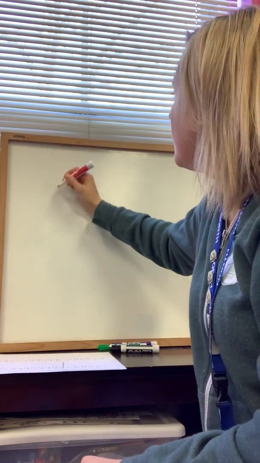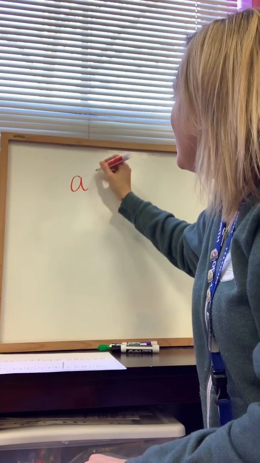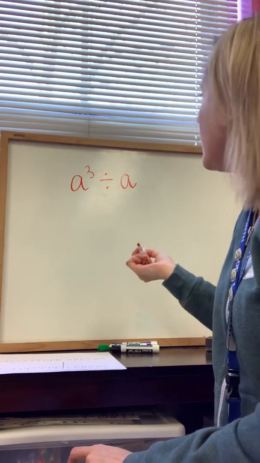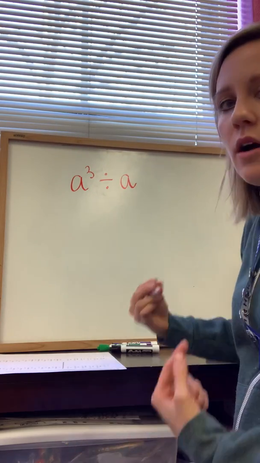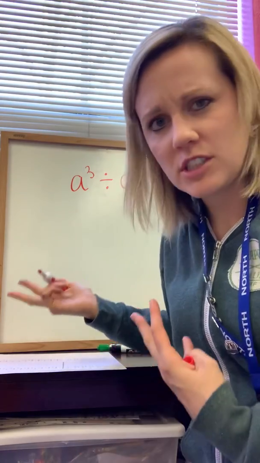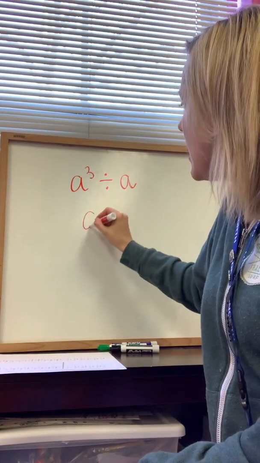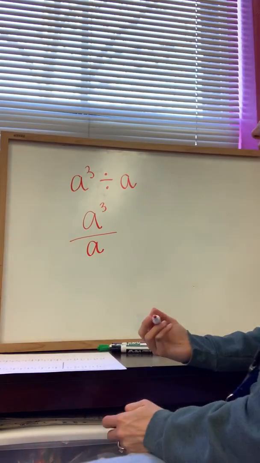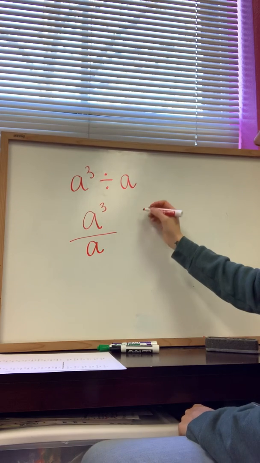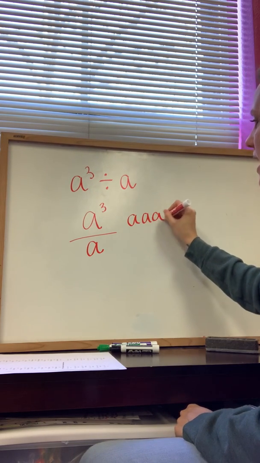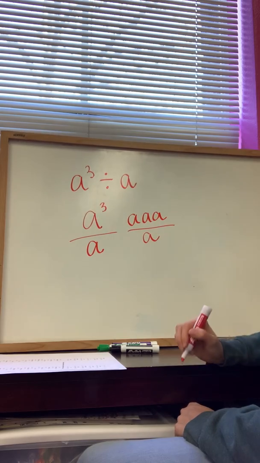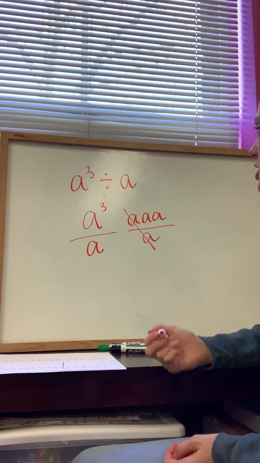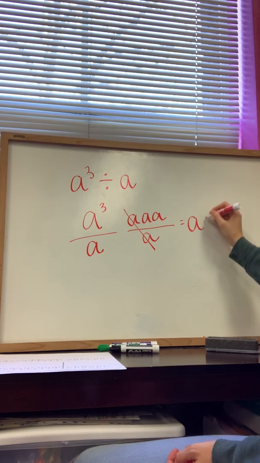Let's pretend we have a cubed divided by a. You're not going to see it written like this anymore because we just don't really write it like that. We're going to write it like this: a cubed divided by a. Think about this like there are 3 a's in the numerator and 1 a in the denominator. And a divided by a equals 1, so they cancel out each other, and we'd be left with a squared.